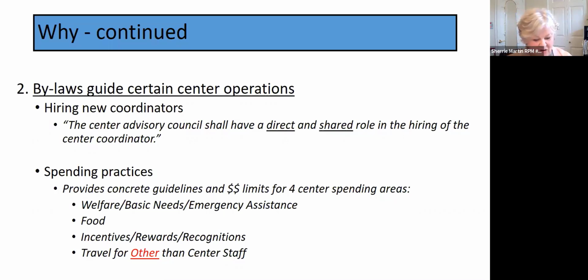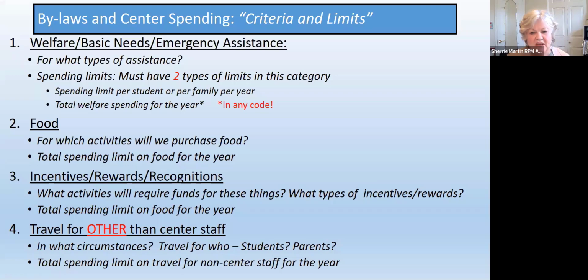And so moving on up. So why do we want the advisory council to help you set those criteria and limits? Why do we want to have them? These narratives actually provide some backup to you in some difficult situations and when you're making some decisions about spending. For example, your principal wants you to purchase trophies for all students for field day for $1,200.